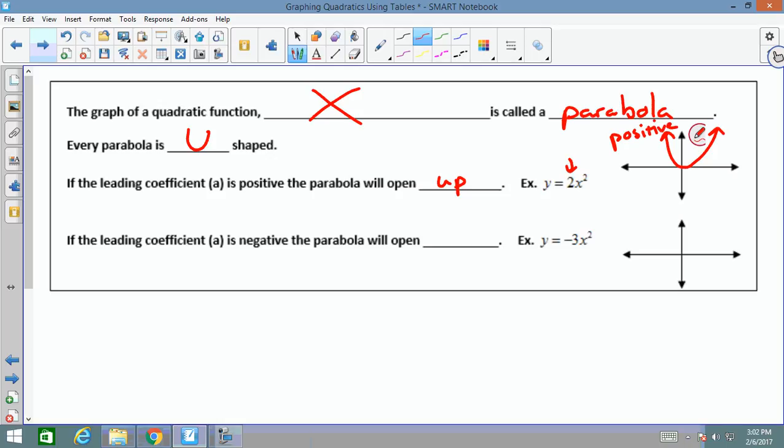If the number in front of x squared, like this one, is negative, that means it's going to open down. So it's going to look like this. It's going to come up and down like that. That's when you have a negative number in front of the x squared.